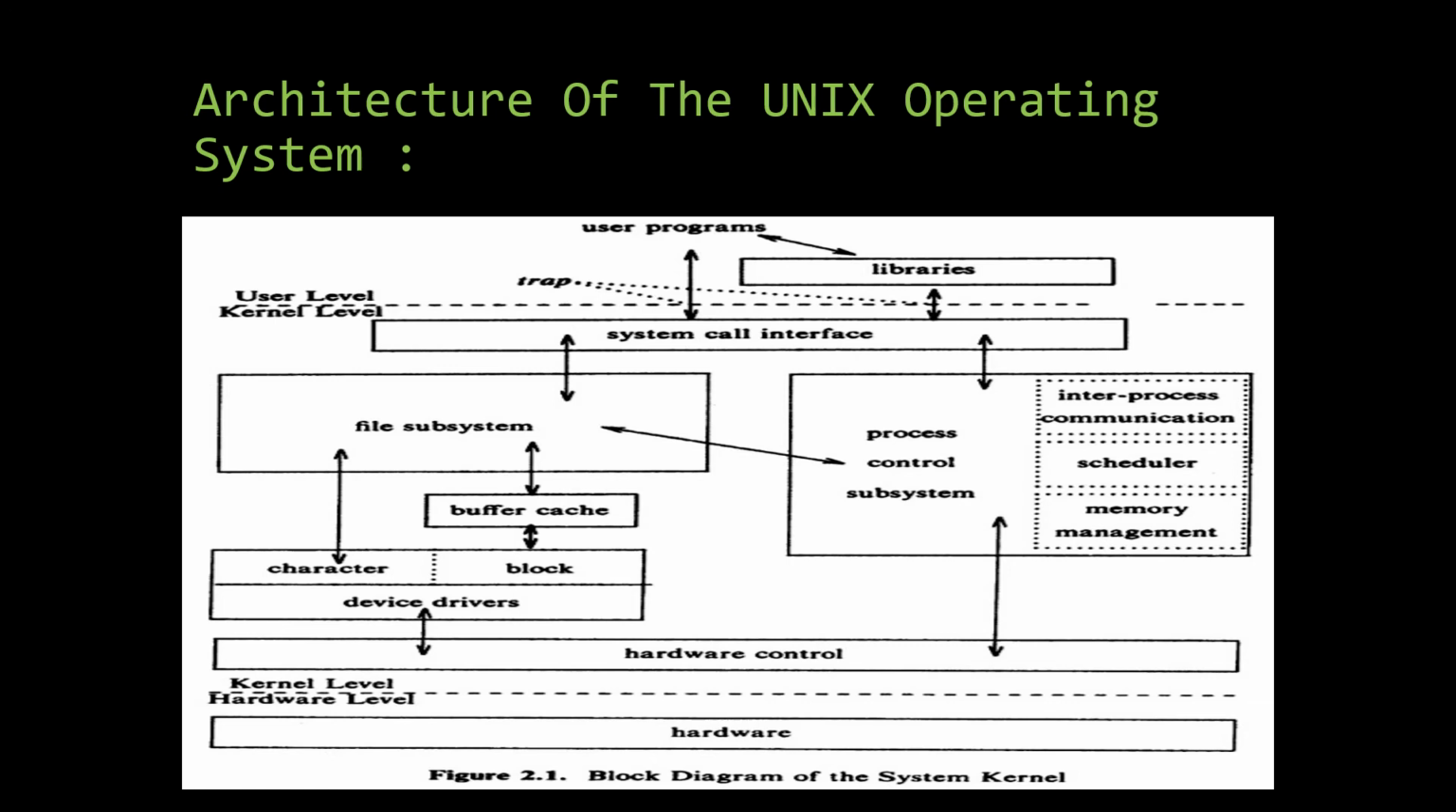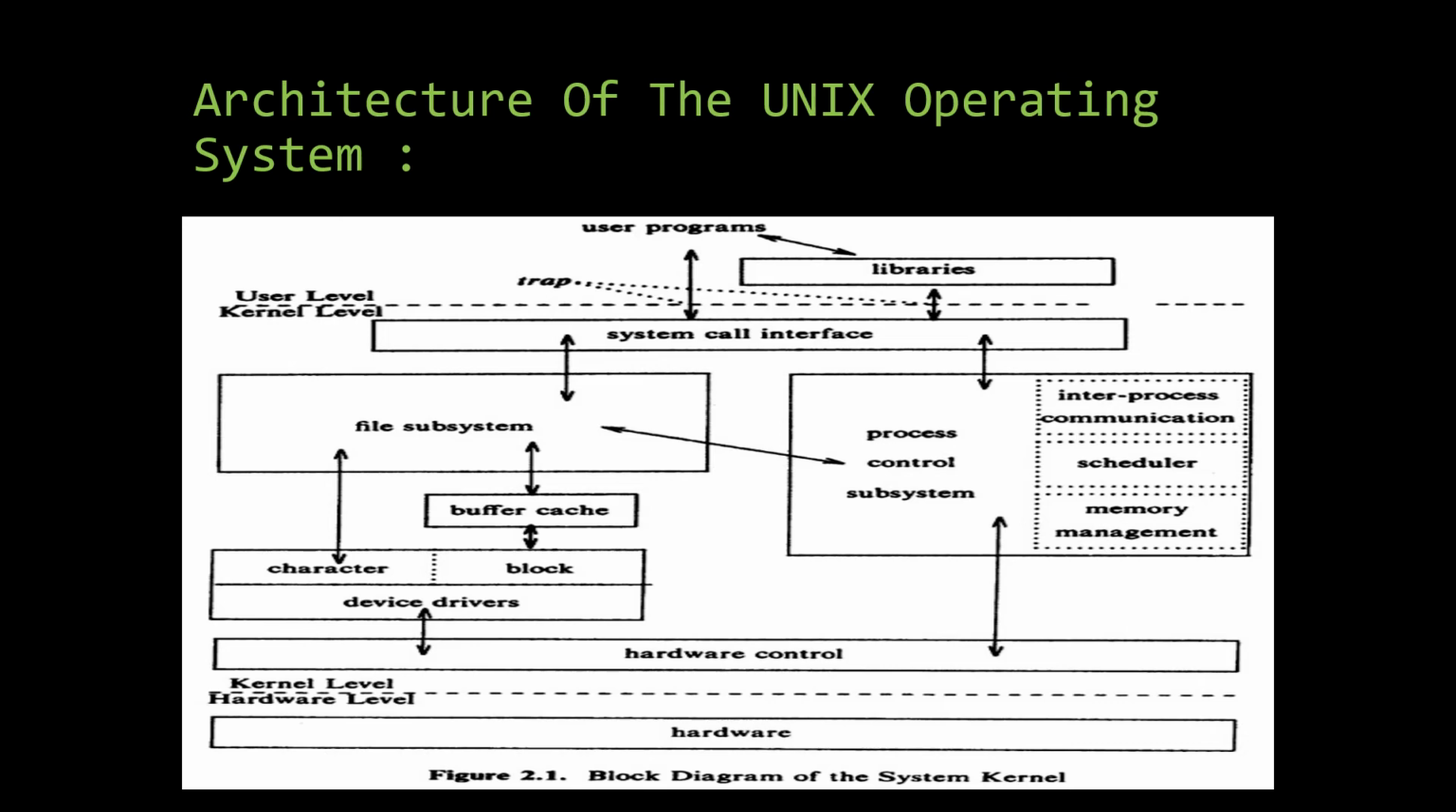Now let's discuss the architecture of the Unix operating system. This picture depicts the block diagram of the system kernel. Here you can see 3 levels: user level, kernel level, and hardware level. The 2 major components of the kernel are the file subsystem and the process subsystem. You can see these as 2 boxes in the figure.